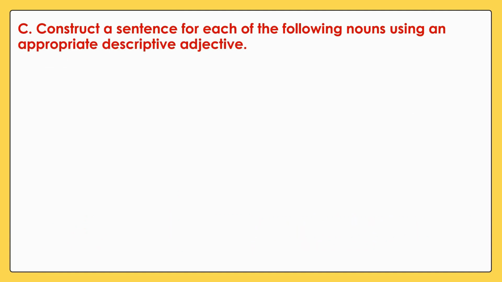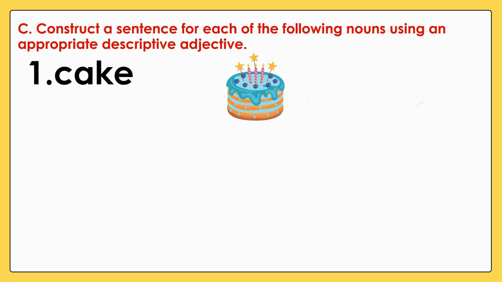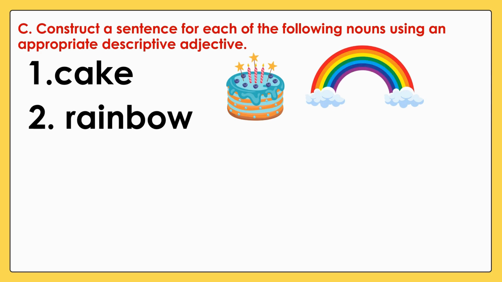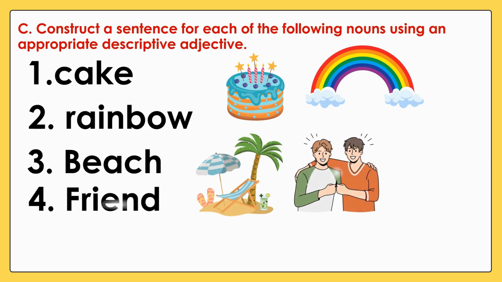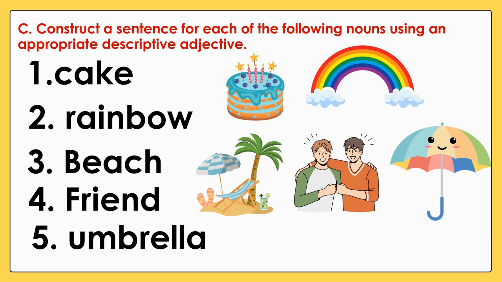Letter C. Construct a sentence for each of the following nouns using an appropriate descriptive adjective. Number 1, cake. Number 2, rainbow. Number 3, beach. Number 4, friend. And number 5, umbrella.